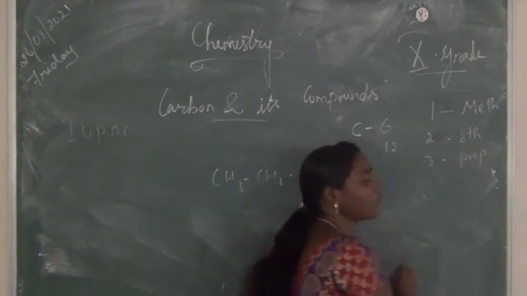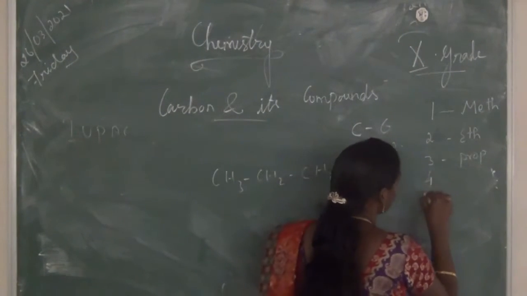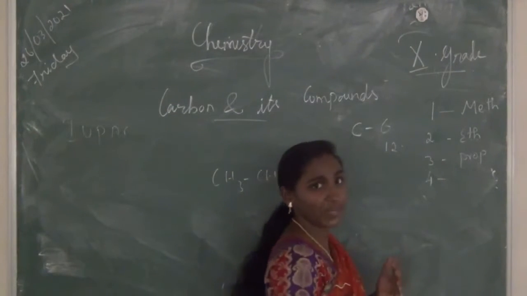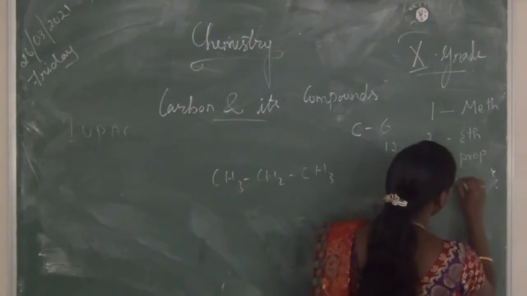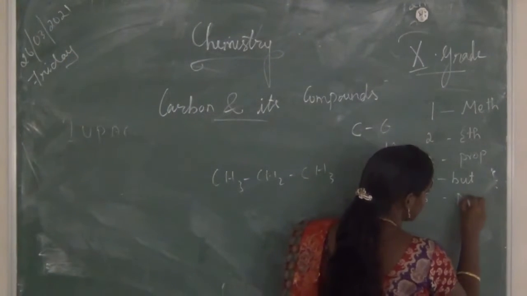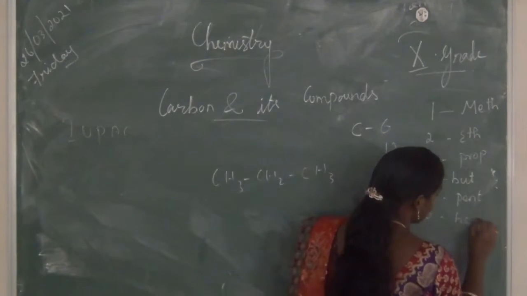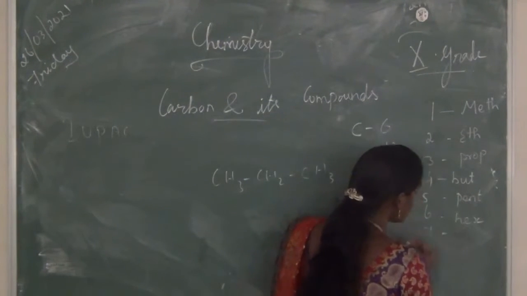And 3 carbon atoms means the root word is prop. If a compound has 4 carbon atoms, the root word is but. Then 5 means pent, 6 means hex, then 7 means hept.